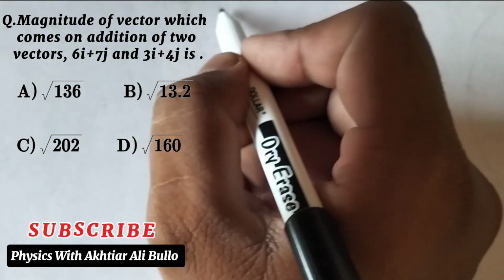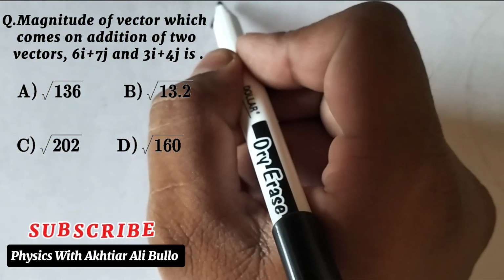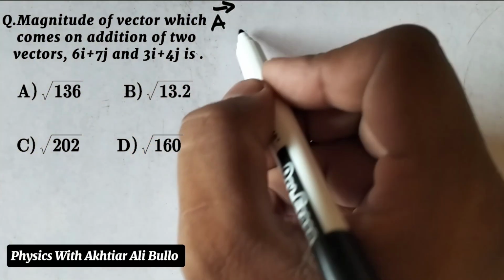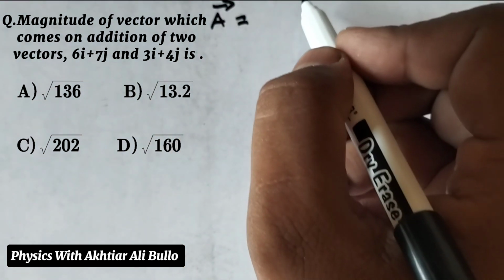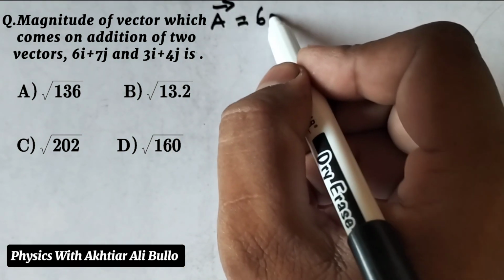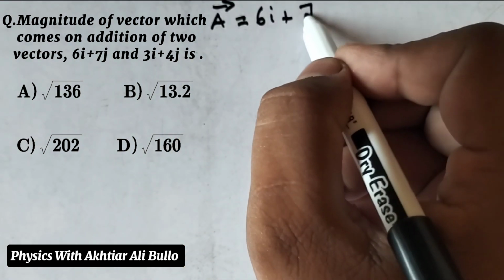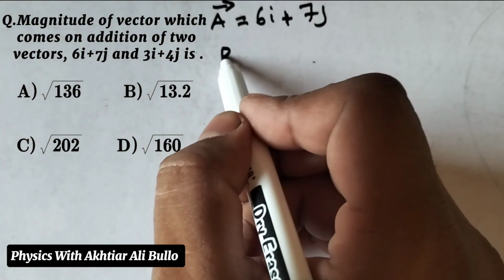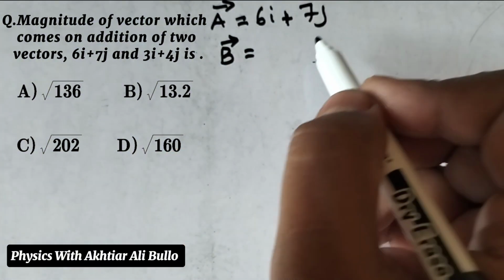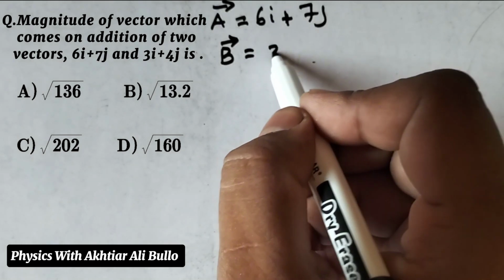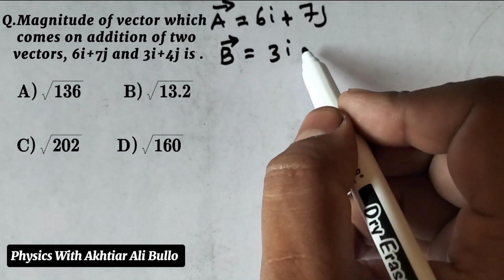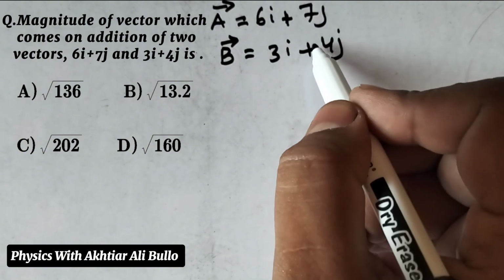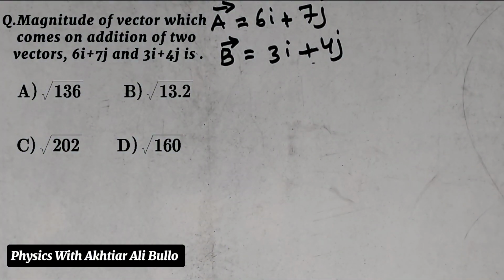Suppose a vector is obtained as 6i plus 7j, and b vector is obtained as 3i plus 4j. So we have to find the magnitude of the resultant.